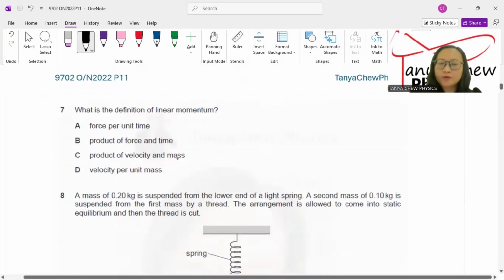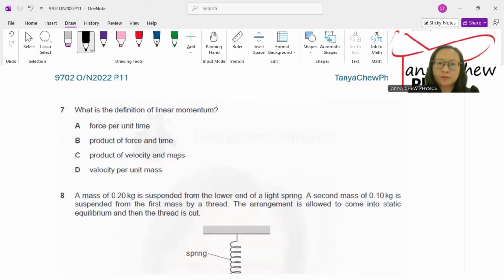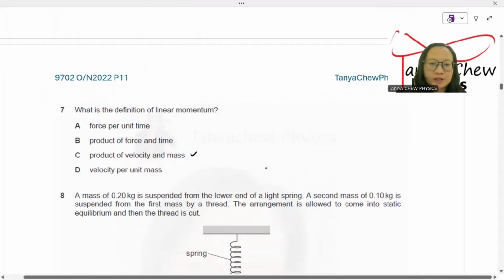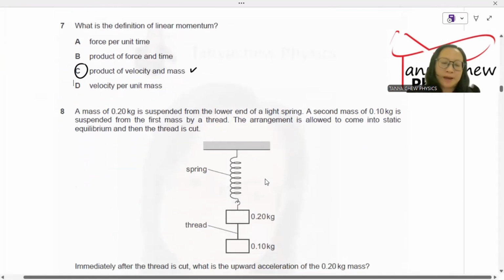Now, number 7, what is the definition of linear momentum? Linear momentum itself represents a moving mass. As long as the mass is moving, the mass has momentum. So the definition of linear momentum is the product of velocity and mass. C is the answer.